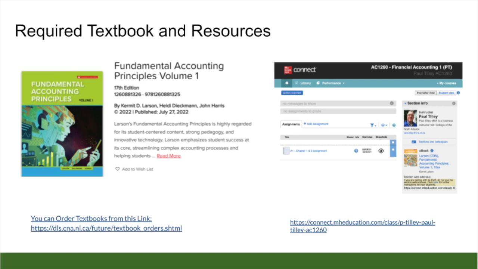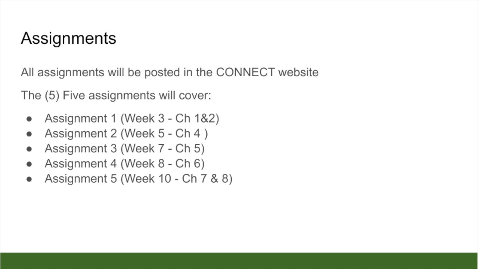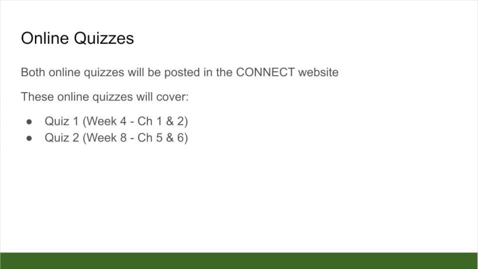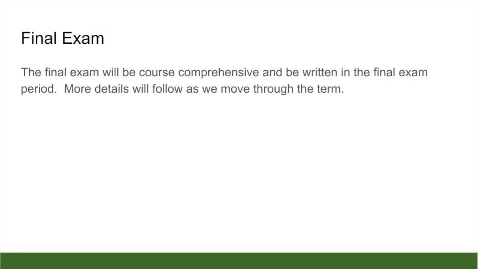In the news section of the DL program, I have outlined all of the mechanics of how you get connected with Connect. In terms of the course evaluation, there are 4 components to that. First of all, there are the assignments. There are 5 assignments. I've indicated when they are, and they're worth 2% each for a total of 10. There are also 2 online quizzes. The quizzes are short and they deal with specific topics, and I've indicated when they're going to occur. And there will also be 2 semester tests. Again, more comprehensive than the quizzes. Finally, at the end of the semester, it will be a comprehensive final exam, and that will be written in the final exam period, and those dates will be announced.